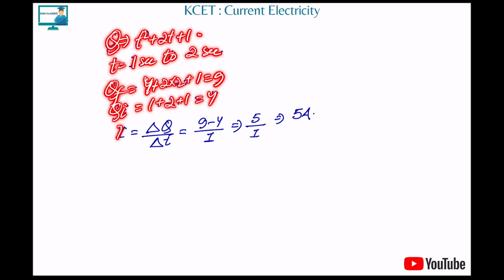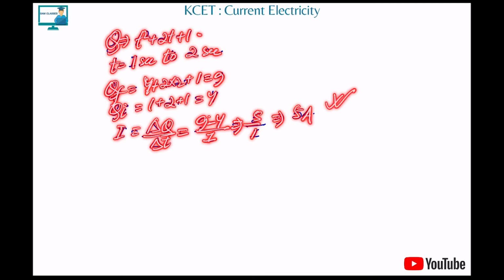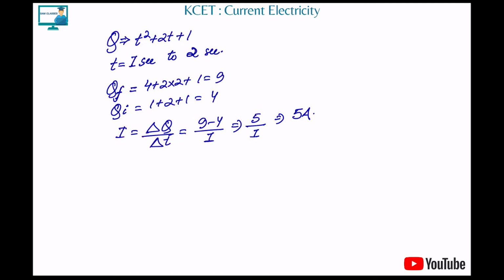So current is equal to dq by dt, or delta q by delta t. Here we are talking about the change in charge, so final minus initial over time, 2 minus 1 is 1. So that is 5 by 1, which is 5 ampere. That's it. Very simple, I have taken it just for the sake of illustration, not very difficult.